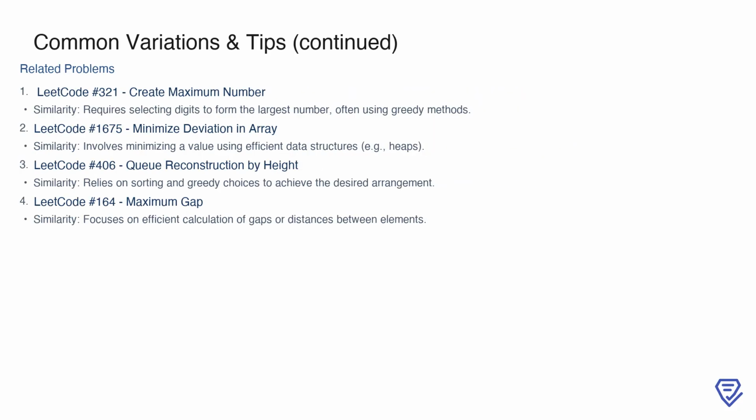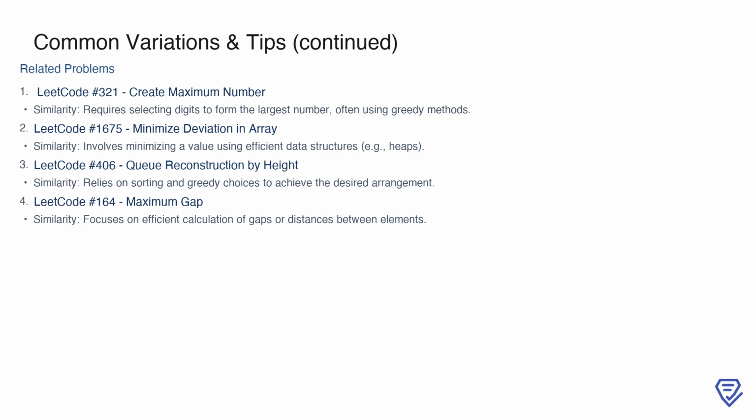This problem shares similarities with other LeetCode problems, making them valuable practice for honing the necessary skills. For instance, LeetCode number 321, Create Maximum Number, also requires selecting digits strategically to form the largest possible number, often using greedy techniques. LeetCode number 1675, Minimize Deviation in Array, focuses on minimizing a value, leveraging efficient data structures like heaps, which parallels the need for optimization here.